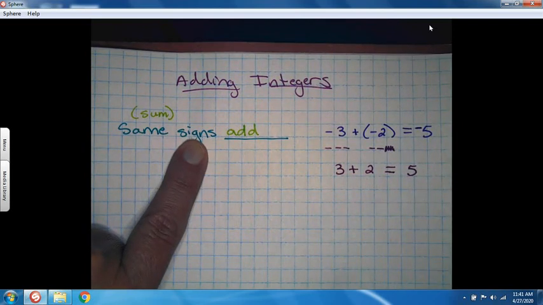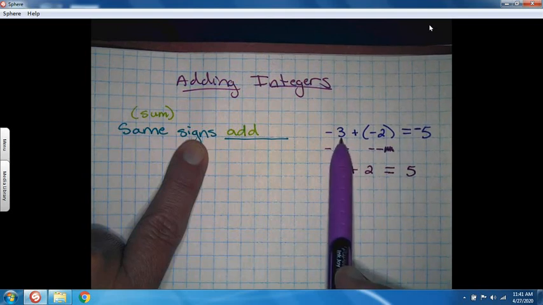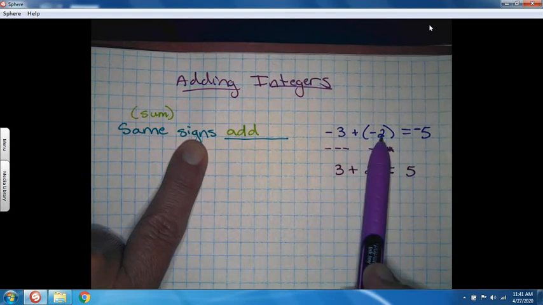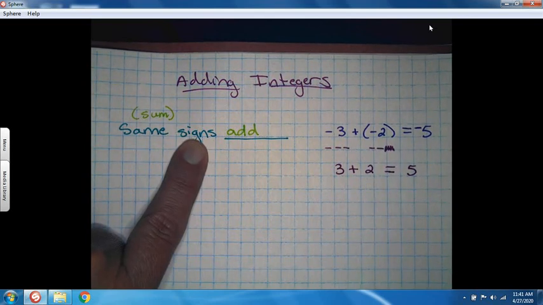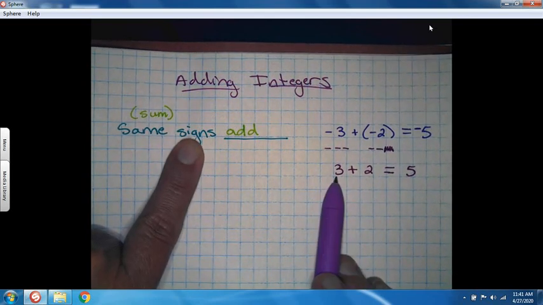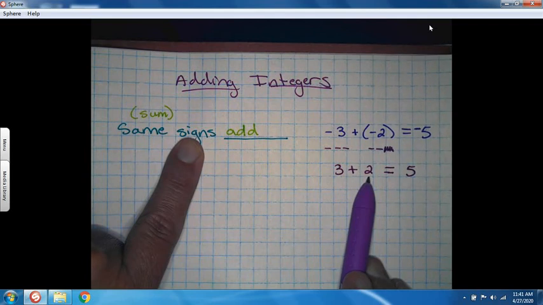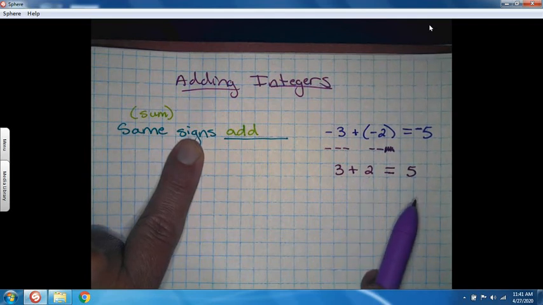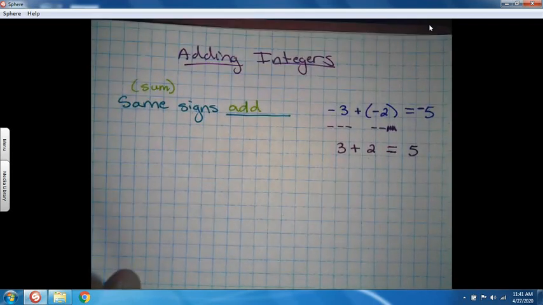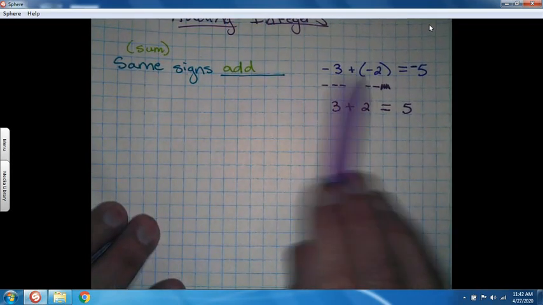Yeah. You go -3, left, you go -2 more, left, you end up at -5. Same thing here. You go 3 right, you go 2 right, and you end up at 5. So, same signs, add. All you have to do is add if these signs are the same.